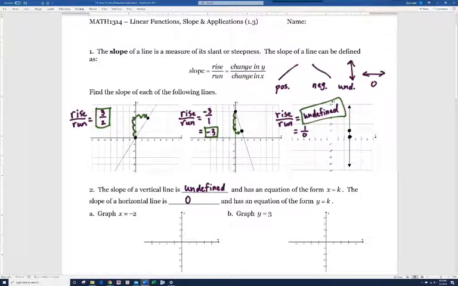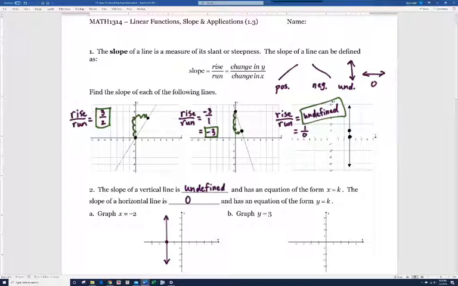So graph x equals -2. Well, x is equal to -2 at that point right there. But in fact, x is equal to -2 for any point on this vertical line. And so for that reason, when we graph x equals -2, it's going to be this vertical line.